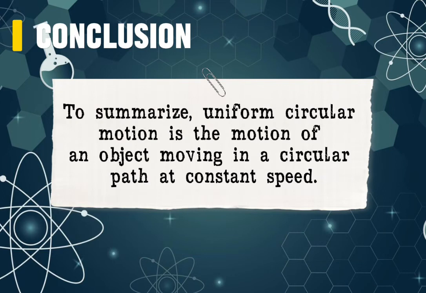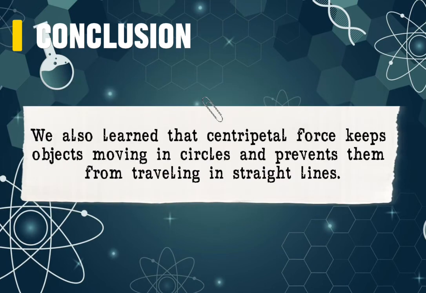So to summarize, uniform circular motion is the motion of an object moving in a circular path at constant speed. We also learned that the centripetal force keeps objects moving in a circle and prevents them from traveling in straight lines.